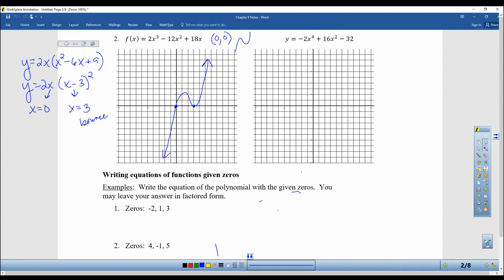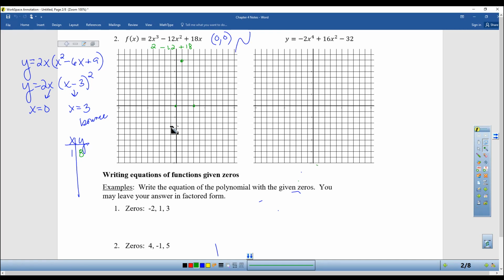If you had plotted one more point, if you want it to be a little bit more accurate, if you're doing something important, then you could pick an easy number like 1. If you plug in a 1, you get 2 minus 12 plus 18. 20 minus 12 is 8. So (1, 8) is one of the points. Well, knowing that (1, 8) is one of the points helps you kind of get that steepness going.